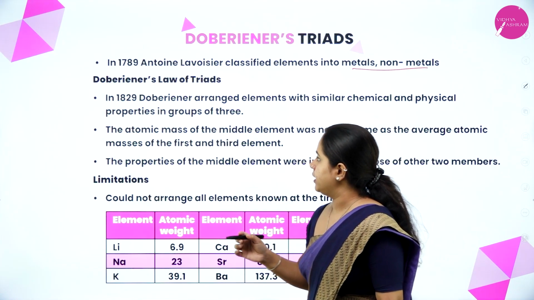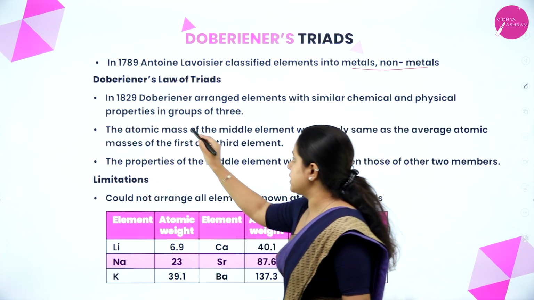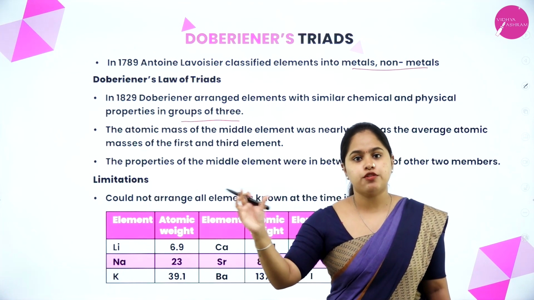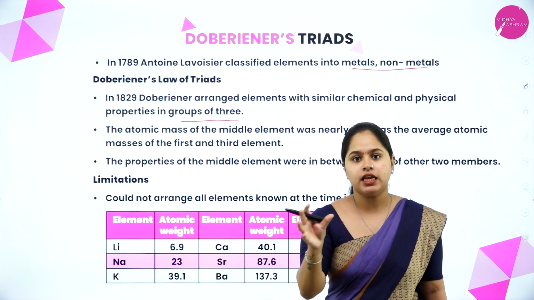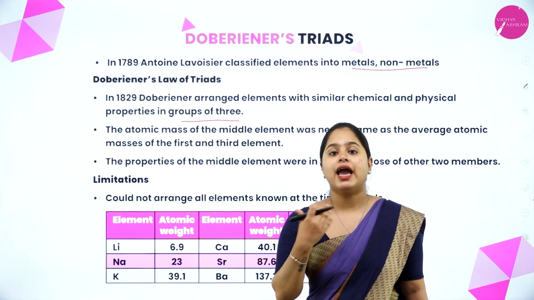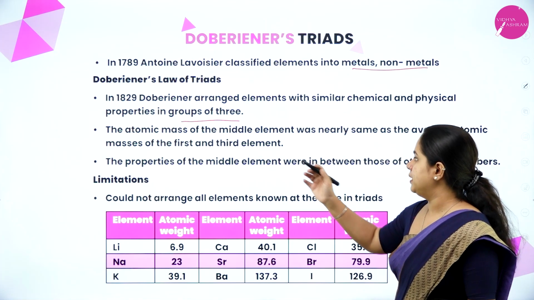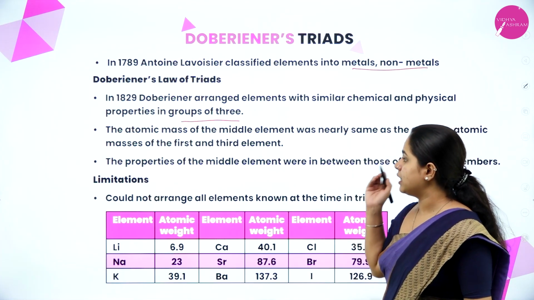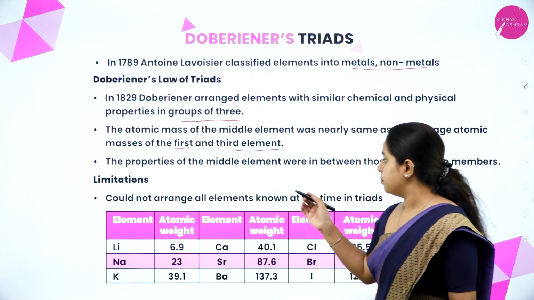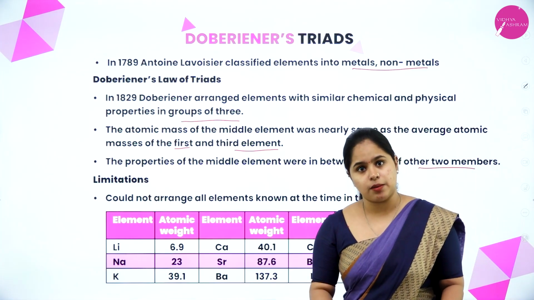In 1829, Döbereiner arranged elements with similar chemical and physical properties in groups of 3. The atomic mass of the middle element was nearly the same as the average atomic mass of the first and third elements, and the properties of the middle element were in between those of the other 2 members. So let's take an example and understand it.